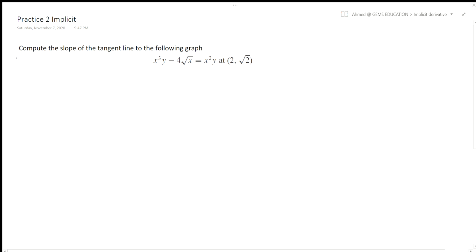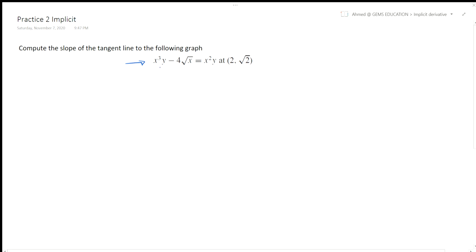Okay, so first thing to do in order to find the slope of the tangent is to derive this function here. And the first step of implicit derivative is to derive every part of the equation, the left and the right side of the equal sign.